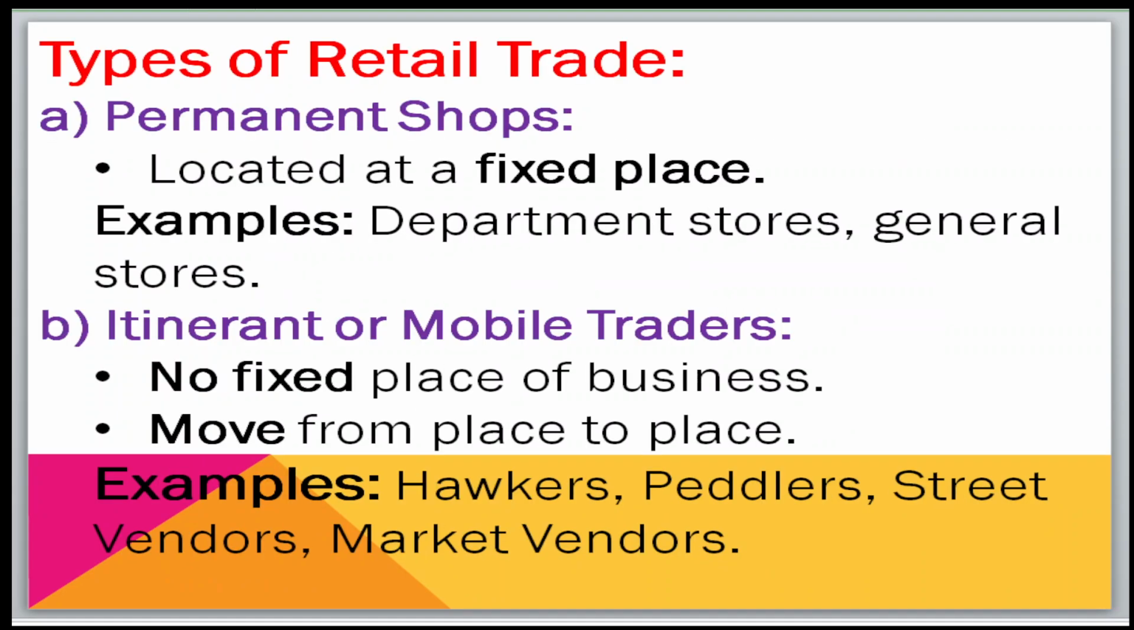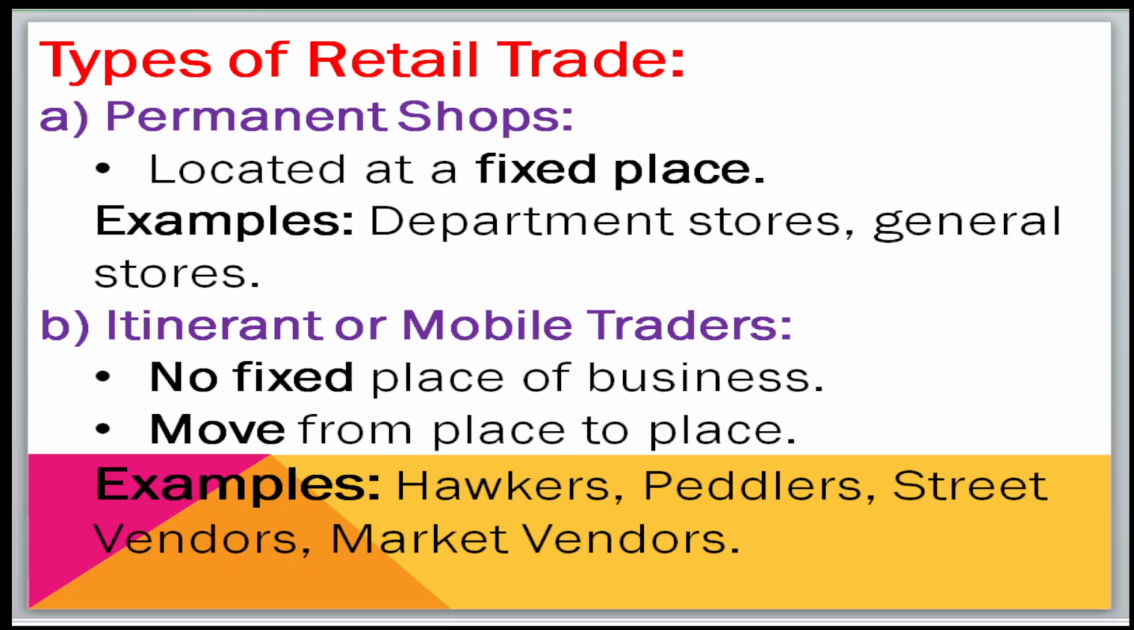It is types of retailers. In retailers we have two types. One is permanent shop and one more is itinerant or mobile traders. So in trade we mainly have two types. One is home trade and one more is foreign trade. In home trade we again have two types. One is retailers and one more is wholesalers. In retailers we mainly have two types. One is permanent shop and one more is mobile trade.